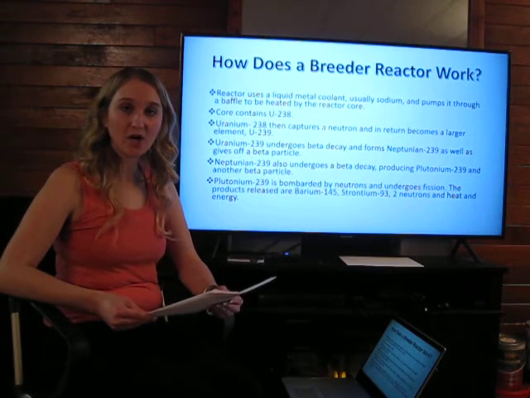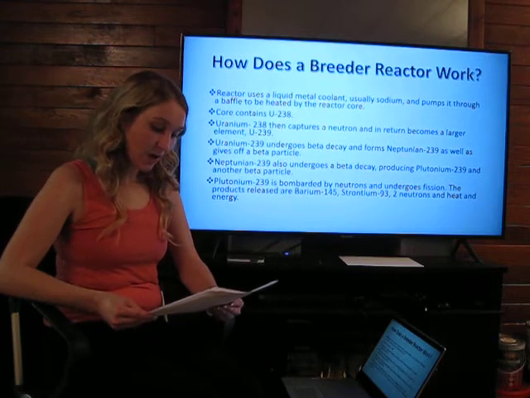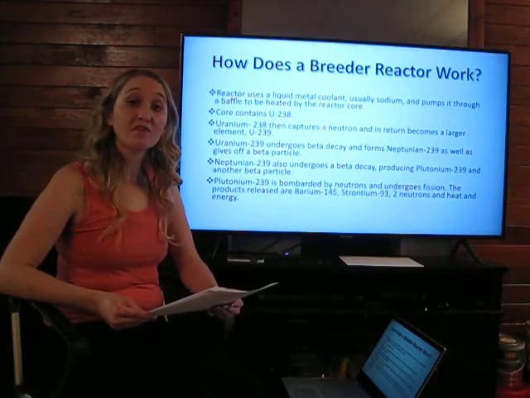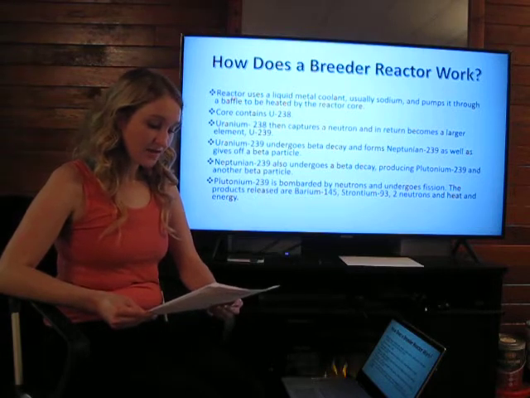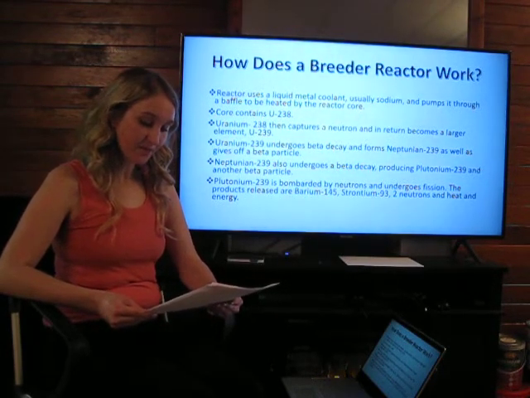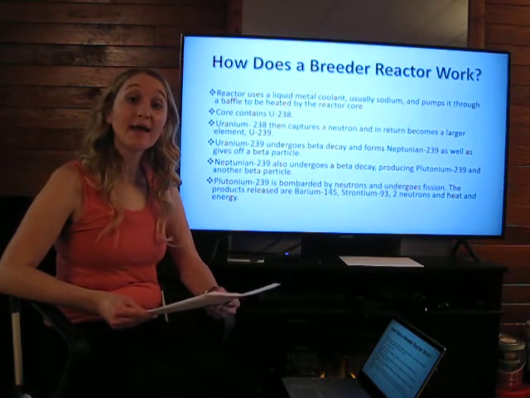Plutonium-239 is highly toxic and it can be used to make nuclear weapons. Now plutonium-239 is bombarded by neutrons and it undergoes fission. The products released are barium-145, strontium-93, 2 neutrons, heat, and energy.